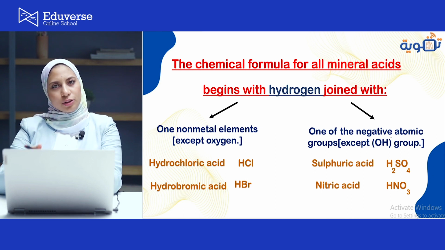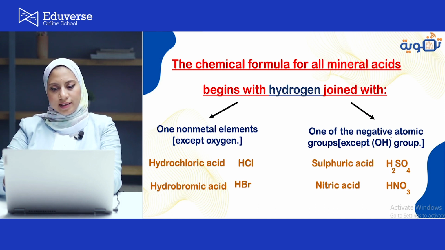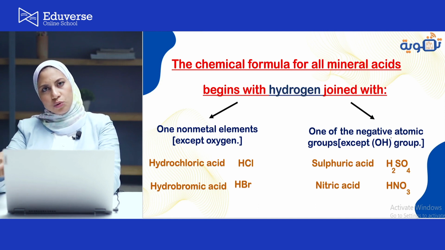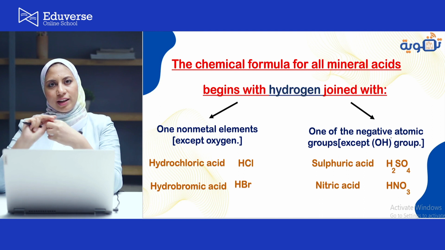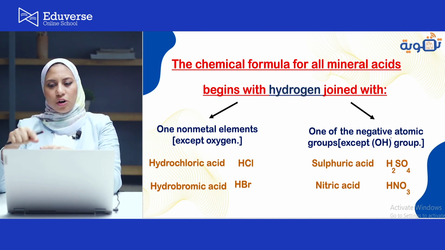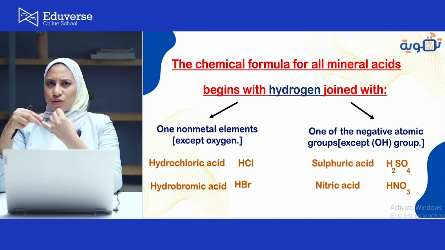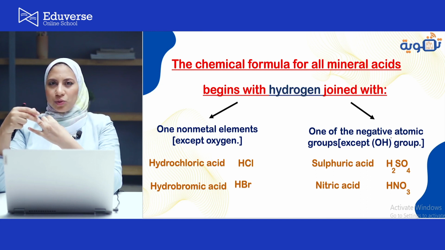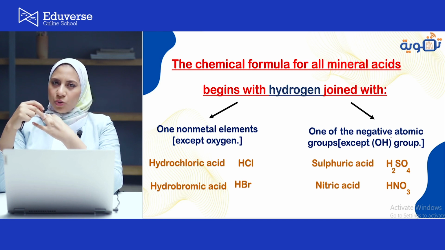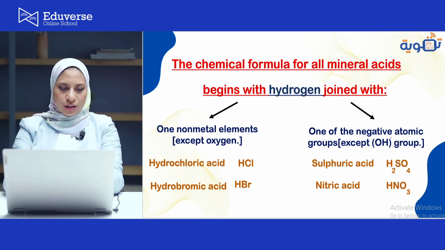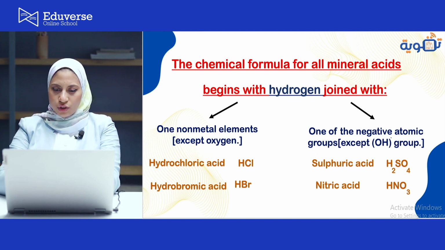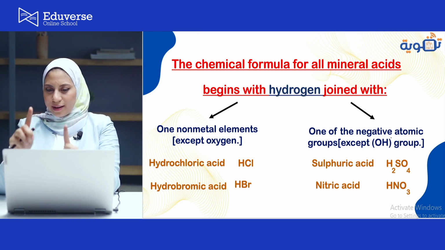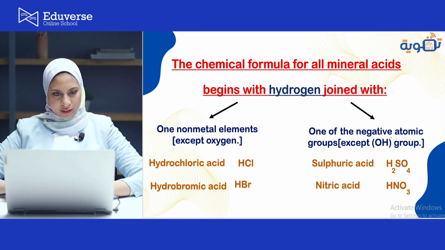And also we can put hydrogen with one of the negative atomic groups, like for example, sulfuric acid, H2SO4, or nitric acid, HNO3. But we cannot add the OH group, as OH plus H is water as well, so it will not be an acid. So again, we can join hydrogen with non-metal elements except oxygen, and we can add hydrogen with the negative atomic group except the hydroxide group. Okay.